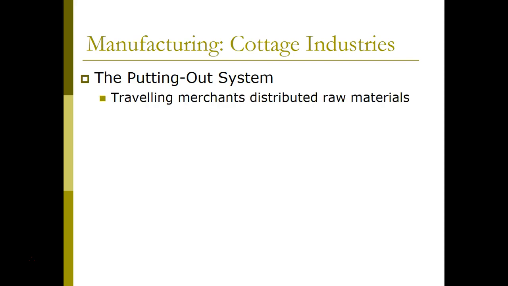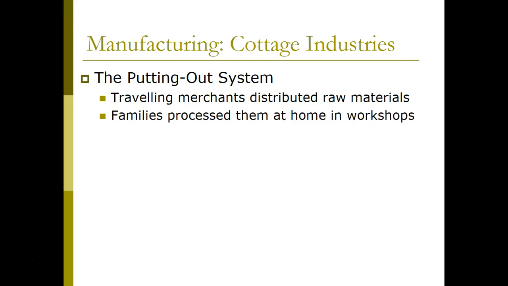Here's how it works. First of all, you would have merchants who were traveling from village to village, maybe from fair to fair within different cities, selling their goods. But one of the things they were also doing was selling to certain families raw materials. So let's say, for example, cotton. I'm a merchant and I've got a whole bunch of raw cotton. And I might sell the cotton to a particular household. And then that family, usually the mother and the daughters, would take that cotton and turn it into thread using a spinning machine.